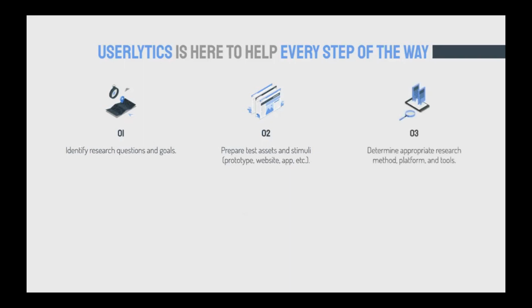Next, determine your appropriate research method, the platforms and tools you're going to be using, right? If you want to go with a moderated study, you can even mix and match. You can do some moderated studies to get maybe some stakeholders involved and seeing some early results, and some questions answered from some of the things you're working on.